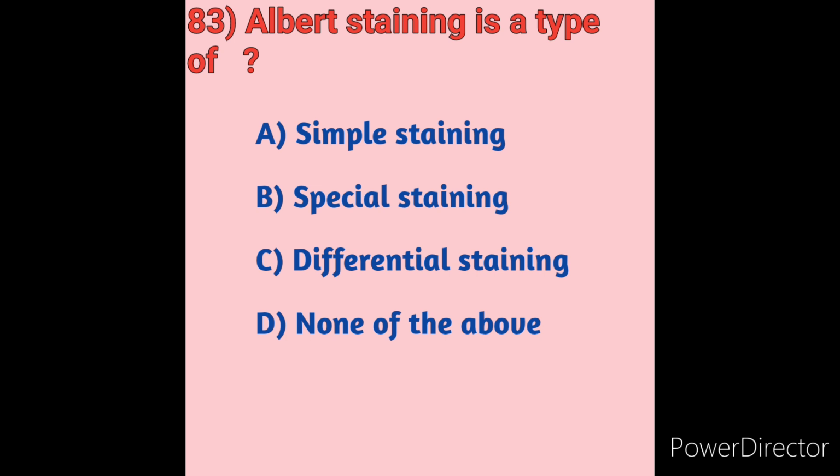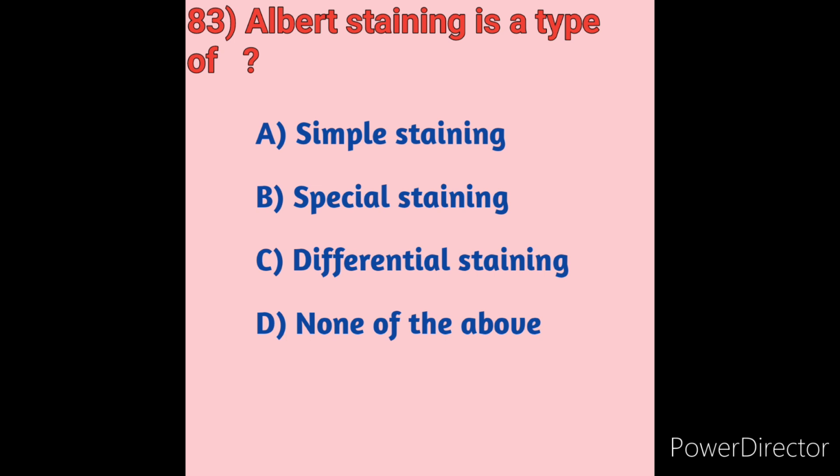What is Albert staining? What is the Albert technique? We have to know first. Albert staining technique is a type of special staining technique, since it is used to demonstrate a special structure in bacteria. It is chiefly used to demonstrate metachromatic granules found in Corynebacterium diphtheriae. This bacterium is responsible for the disease diphtheria.